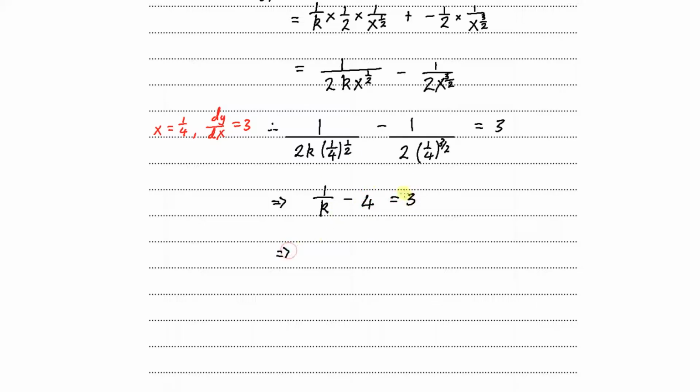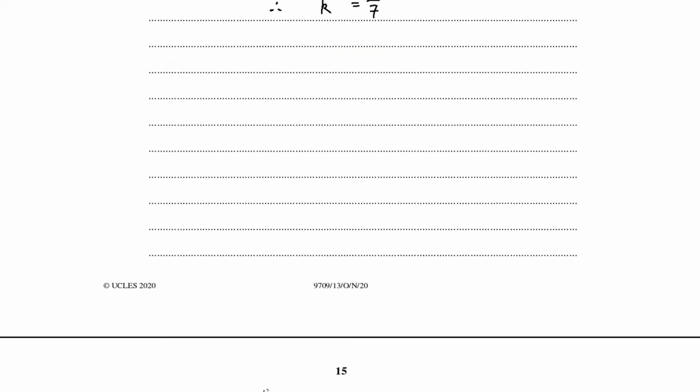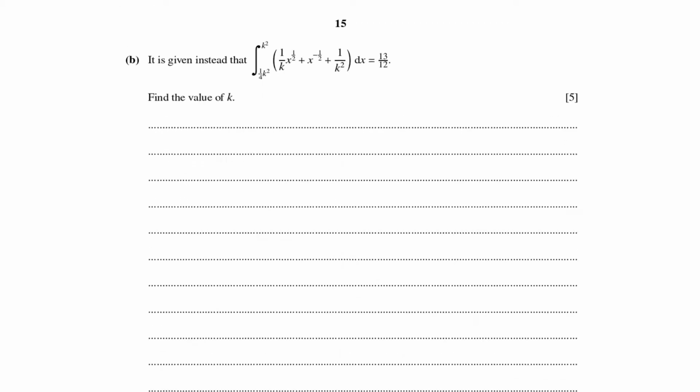And then if we add a quarter to both sides, then we have 1 over k is equal to 7. And then this means, therefore, that k comes out as a 7th. So this here is the value of k. Let's move on to part B.